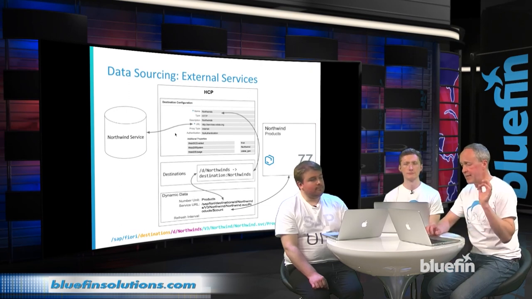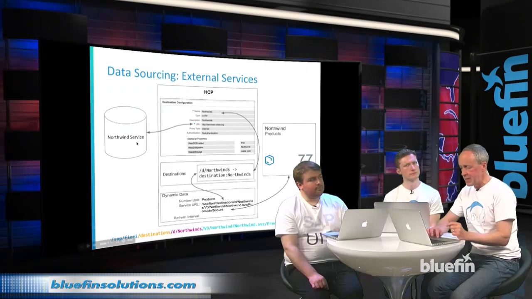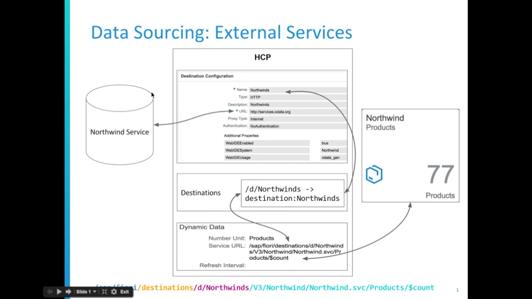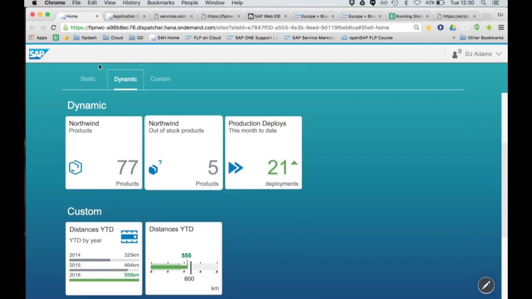So the destination definition is in purple there, /D/Northwinds at the bottom. And that /D/Northwinds, via the destination mapping in the app's neoapp.json file, is mapped to a destination. This is very complicated, but actually when you see it, it's quite simple. Mapped to a destination called Northwinds in our HANA Cloud Platform. So there's the destination Northwinds that is of type HTTP, and it points at a base URL. And that, of course, then points to the Northwind service. So hold that diagram in mind for a second, and let's just trace that through.